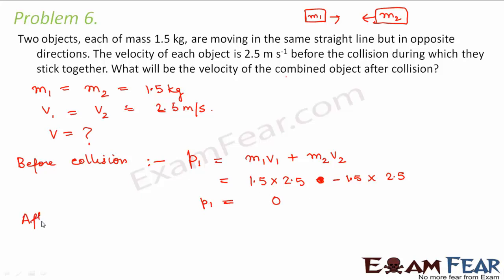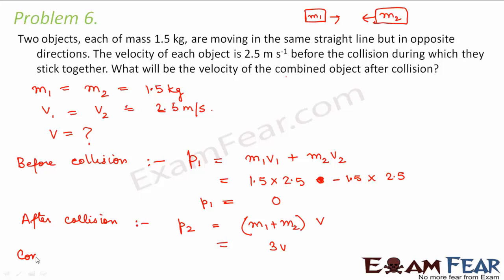Now what happens after collision? After collision, M1 and M2 stick together, right? So let us assume that the total momentum after collision is P2. So this will be equal to mass into velocity. So what would be the mass of the object? M1 plus M2, and the velocity with which it moves, let it be V. So this will be equal to M1 plus M2, that is 1.5 plus 1.5, that is 3. So this will be 3V.